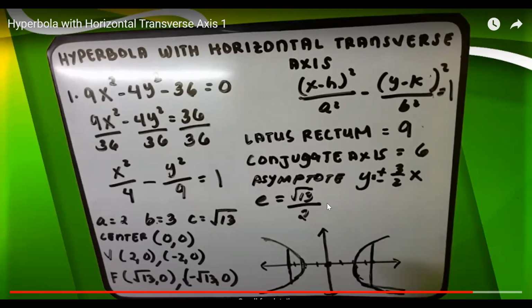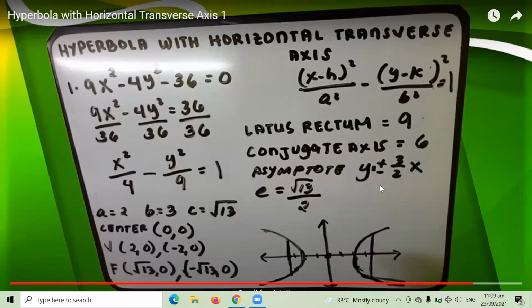So since we computed the length of the latus rectum, which is 9, i-divide lang natin to by 2. Kaya nasabi ko na from the point of the hyperbola to focus 1 is 4.5. Kasi nga, if you add 4.5 plus 4.5, that is 9. So yung total length niya is 9.